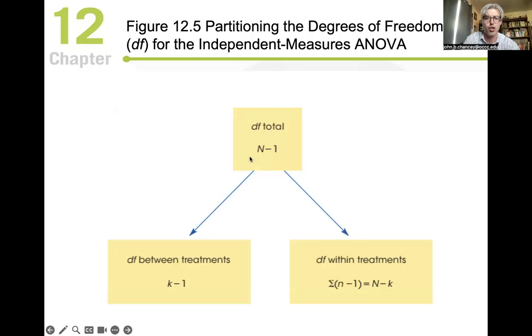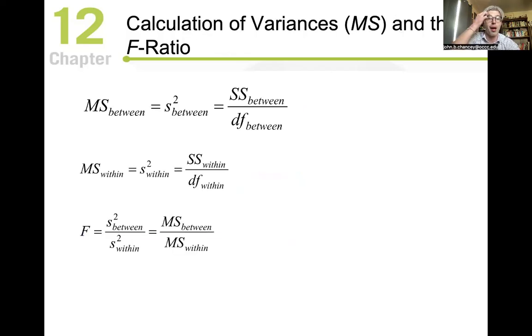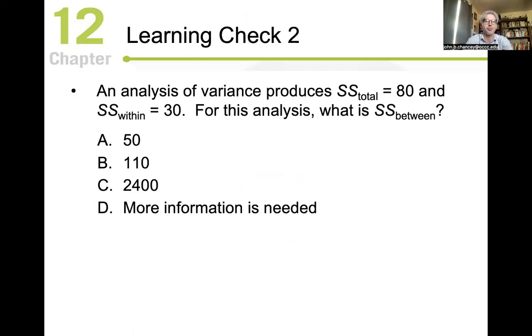Here's a visualization too. Degrees of freedom total is n minus 1. Between treatments, k minus 1. Degrees of freedom within treatment is really just n minus k. That's another way of thinking about it. So F is variance between, sum of squares between over degrees of freedom between, divided by variance within, sum of squares within over degrees of freedom within. So F really is just breaking this down even further. That's the original equation we looked at.